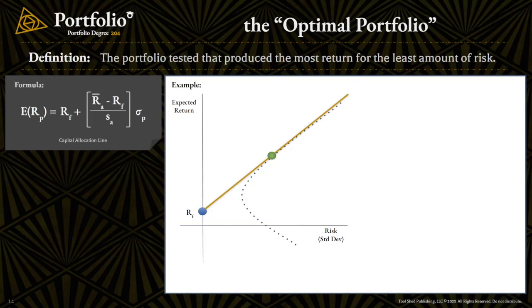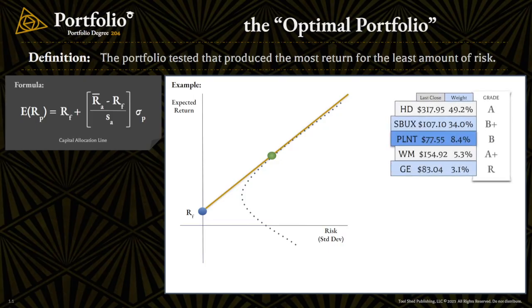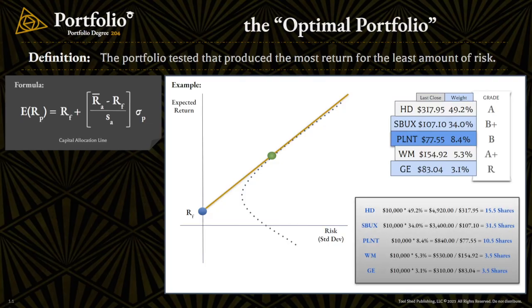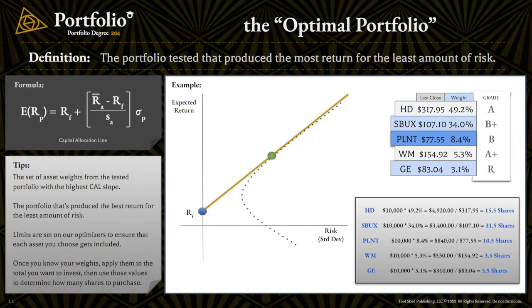And once you've identified that portfolio, then what you do is you go back to the system and refer to the asset weights in that portfolio, which are shown here in the upper left. For the 5 stocks in this portfolio, these were the asset weights from the optimal portfolio. Then what you do is you take the amount of money that you're looking to invest and you multiply it by that weight. That will give you the total amount of money to invest, and from there you divide that by the share price, and that tells you how many shares to buy for each stock.